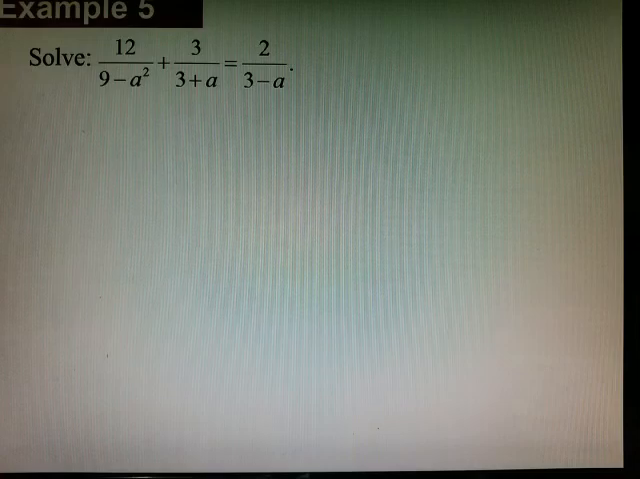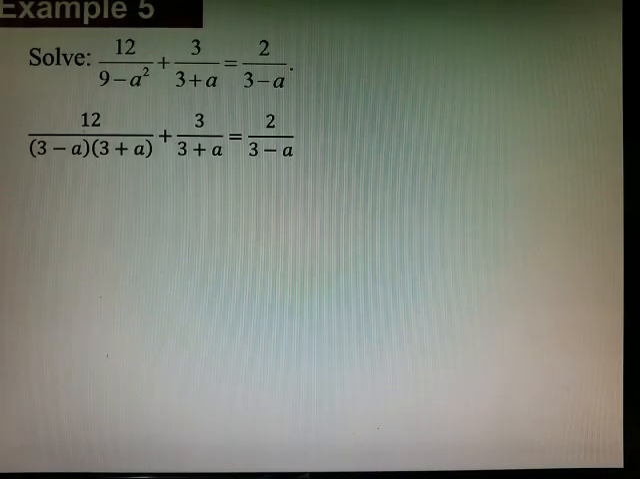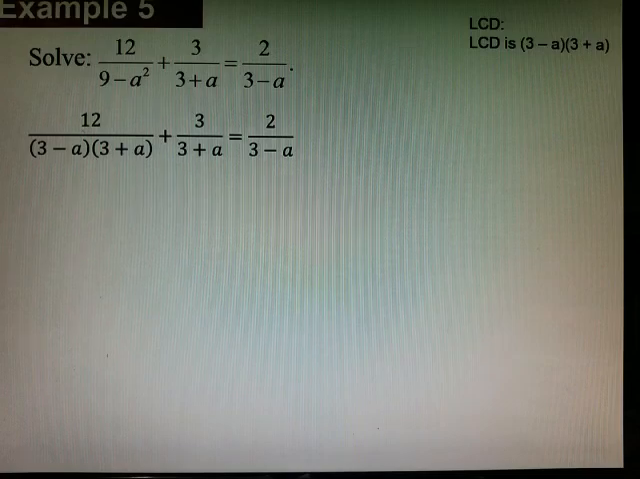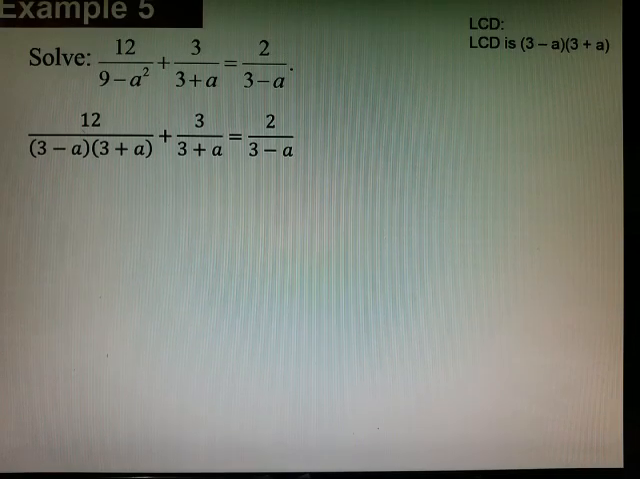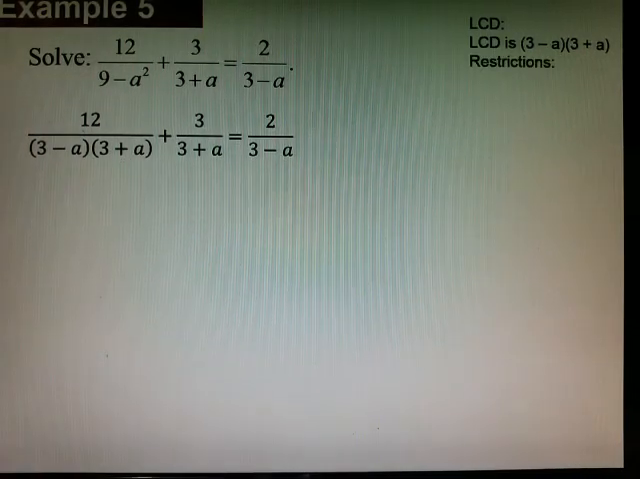All right, a factor again. So the first denominator is actually 3 minus a and 3 plus a, a difference of squares. That least common denominator will be 3 minus a and 3 plus a. Restrictions, a cannot equal what numbers? Hopefully you're thinking a cannot equal 3, a cannot be -3, because that would give me zeros in the denominators.